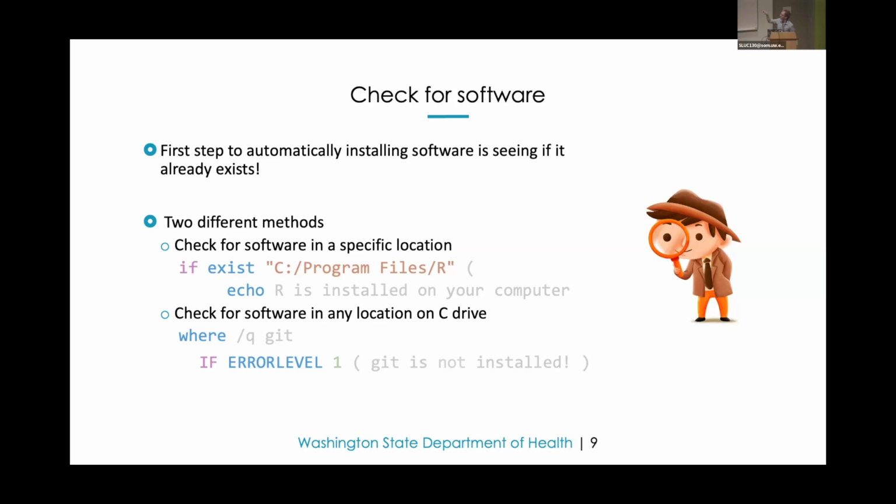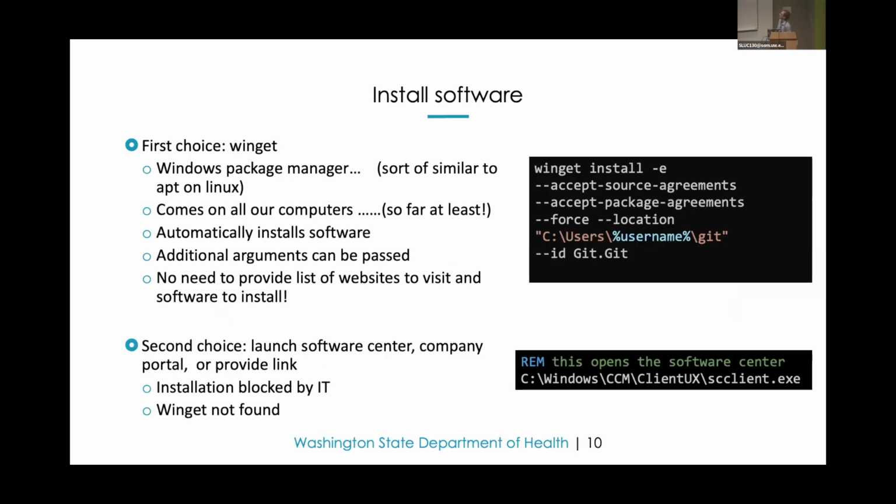Another way is looking for a specific place on your C drive to see if R is installed. If R is installed somewhere weird, it won't find it. So the other way we do, and this is just sort of case by case depending on what usual default install locations are, is you can do where, and then that will look anywhere on the C drive to find a Git thing. Similar idea, if it's found, it'll respond with a message saying it's found. If it's not found, it'll install it. So this is relatively new to Windows.